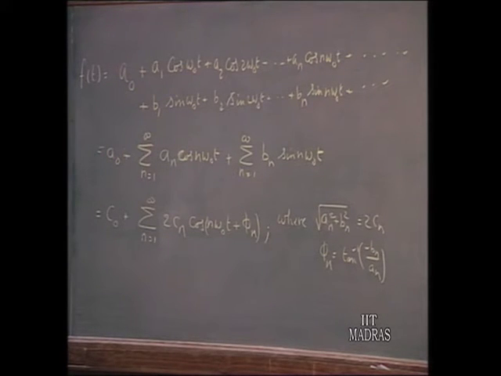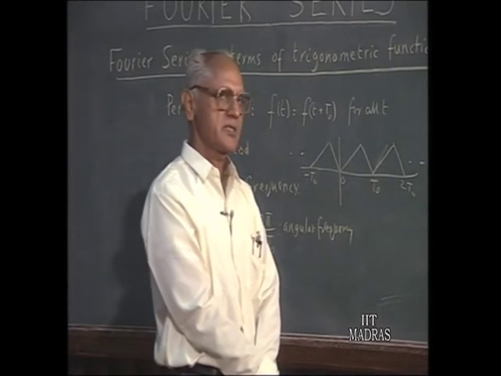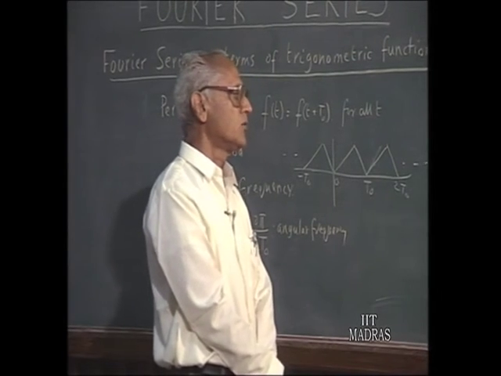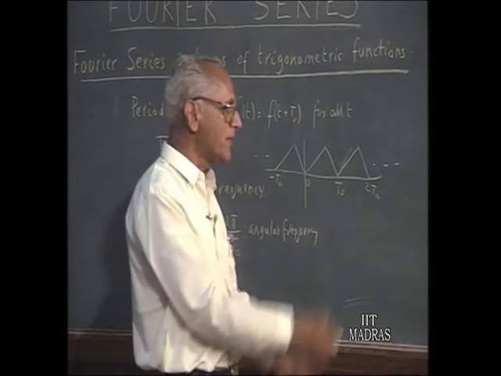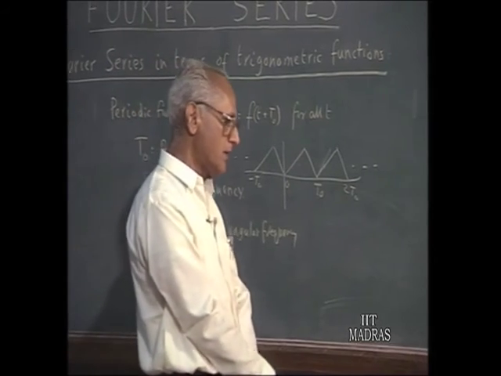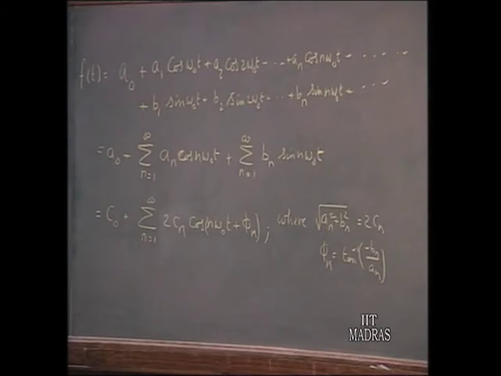We would like to use C0 and 2Cn, because later on we will see another way of expressing Fourier series in terms of exponential functions. At that time, we will use the coefficients of the exponential functions as C's, and the C's that we get there, we would like to relate to these two C's. If you express this as 2Cn instead of Cn, it will be found convenient in that context of expressing this in terms of exponential functions. So you will see why we use 2Cn when we come to that.